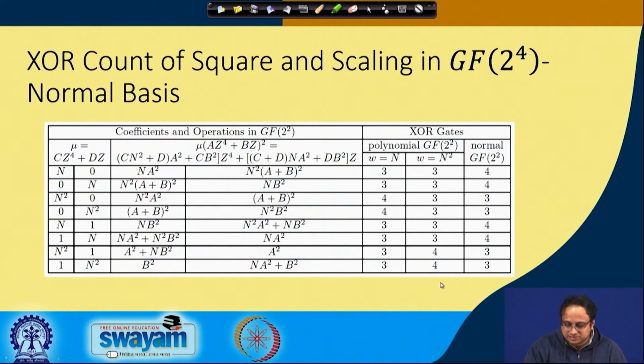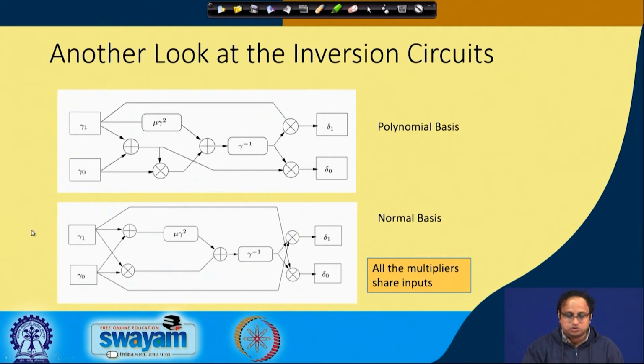Likewise, you can work out the XOR counts for squaring and scaling in normal basis, and you can see that there is a little bit of advantage when you are doing the computations in normal basis. There is another very interesting look that you can take at the inversion circuits.